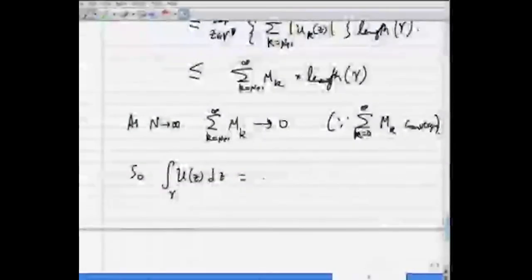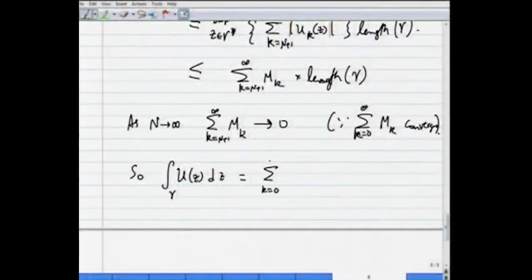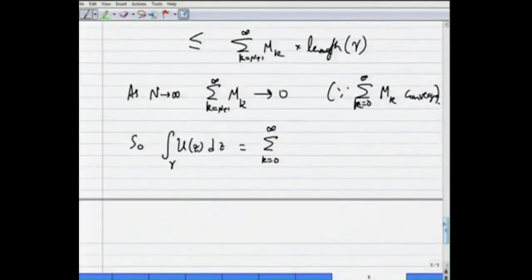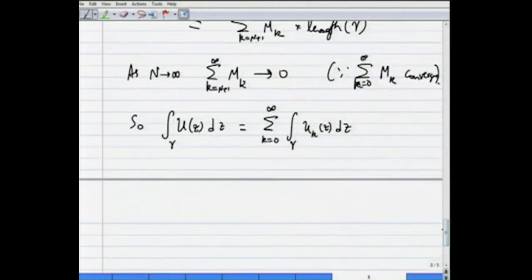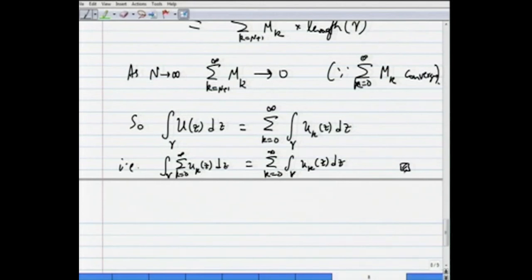So, this is equal to the sum over k equals 0 through infinity, the limit as capital N goes to infinity, with infinity as the top bound of the summation, of the contour integral of u k of z dz. That is, the integral over gamma of the sum of u k of z dz, because that is what capital U of z is, for k equals 0 through infinity, is equal to the sum over k equals 0 through infinity of the integral over gamma of u k of z dz. Or in short, we can exchange the summation and integration under these circumstances.